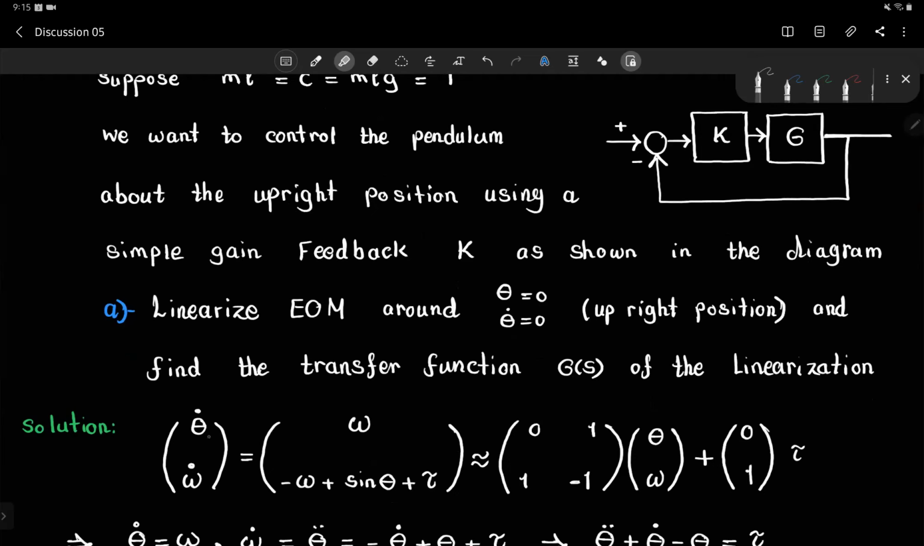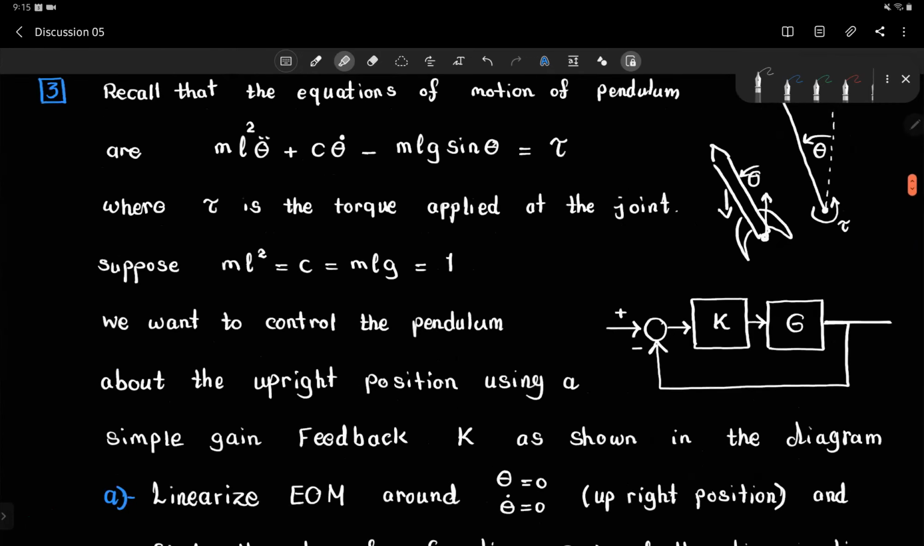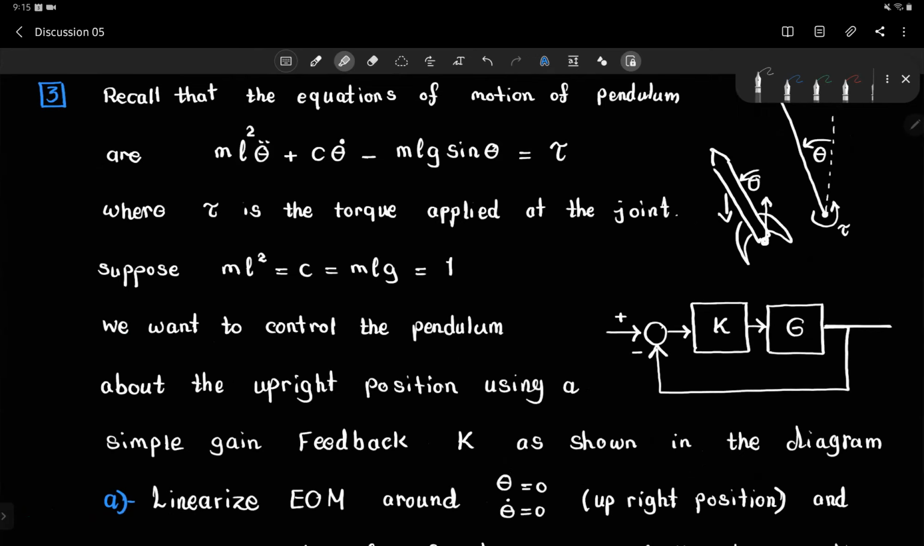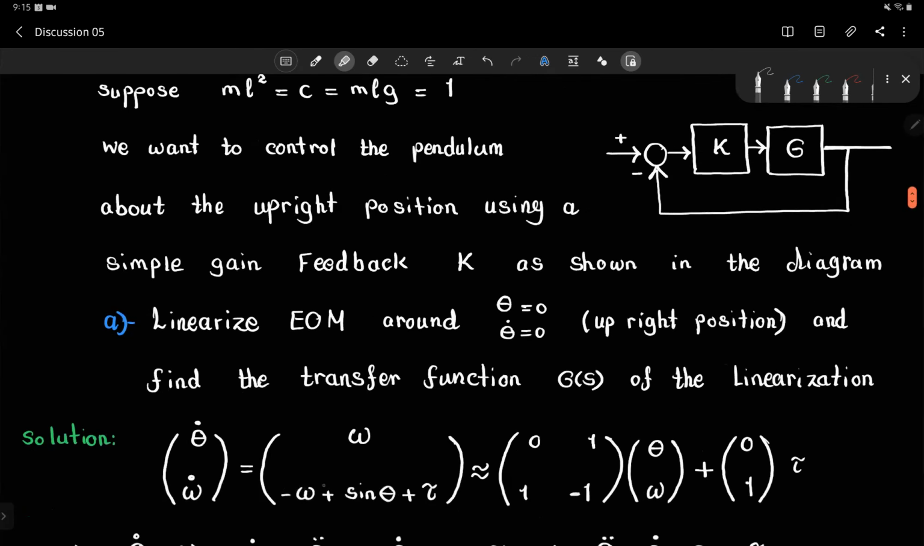So we said that theta dot is equal to omega, okay? And we say that omega dot, which is going to be equal to theta double dot, we bring it from the equation of motion, right? So it's going to be equal to negative theta dot, which is negative omega, plus sine theta, okay, plus tau. Tau is the torque, okay. Then we linearize this around the equilibrium position, or the upright equilibrium position, theta 0 and theta dot equal to 0. So that happens basically using the Jacobian, right?